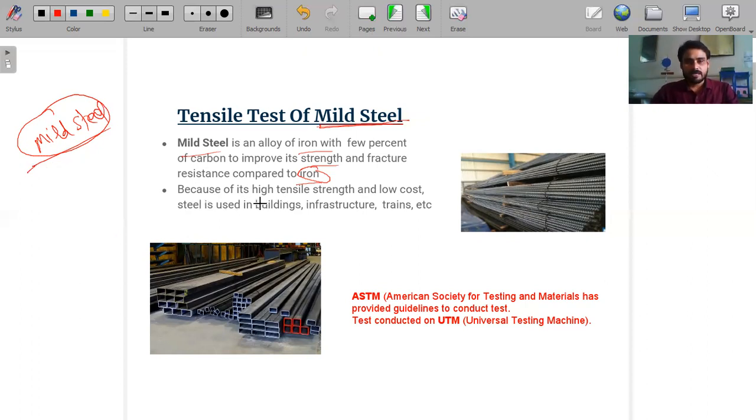Because of high tensile strength and low cost, steel is used in buildings, infrastructure and trains. If we compare with other metals similar to mild steel, mild steel is less costly and has high tensile strength. That's why we prefer mild steel in infrastructure, construction, trains and machineries.